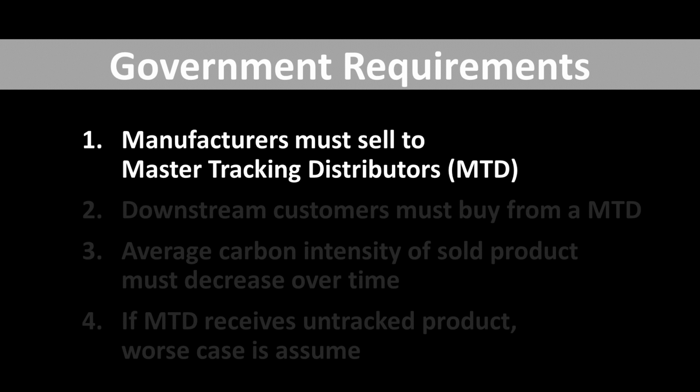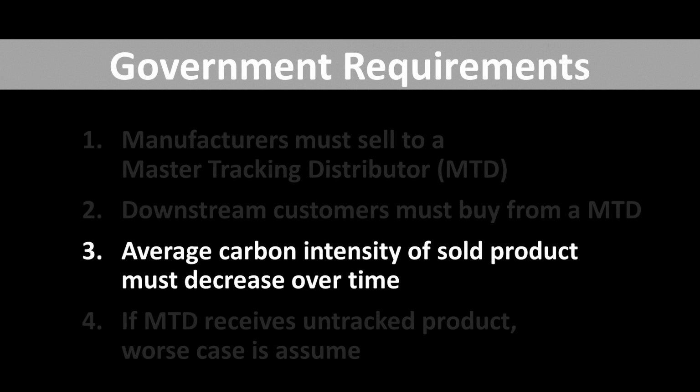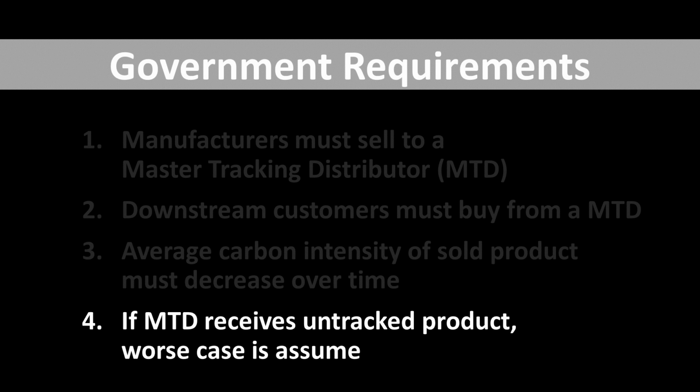4 things. 1. Manufacturers must sell to tracking distributors. 2. Downstream consumers must buy from them. 3. Average carbon intensity of sold product would need to decrease over time. And 4. If the distributor receives an untracked product, they would need to assume the highest carbon intensity, which is that associated with burning coal.